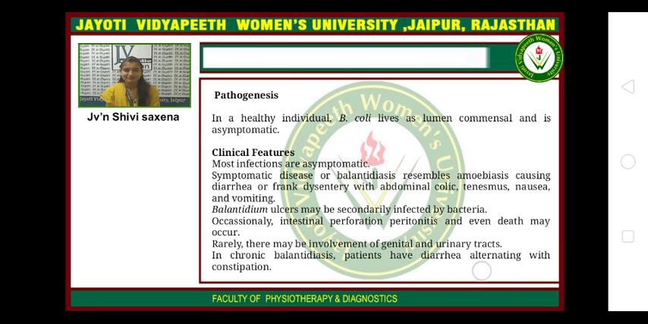Pathogenesis. In a healthy individual, B. coli lives as a lumen commensal and is asymptomatic. Clinical features: most infections are asymptomatic. Symptomatic disease of balantidiasis resembles amoebiasis, causing diarrhea or frank dysentery with abdominal colic, nausea and vomiting. Balantidium ulcer may be secondarily infected by bacteria.